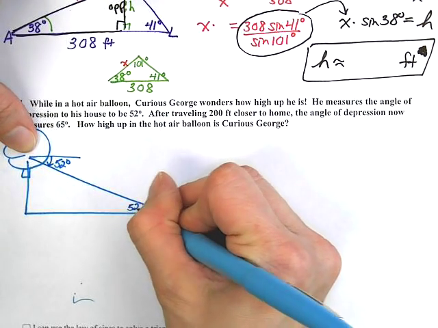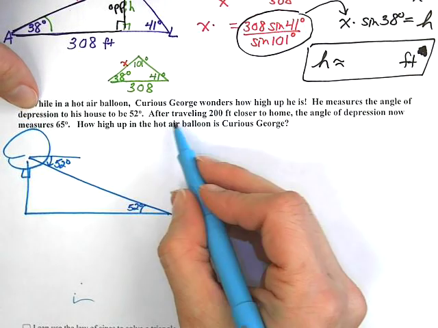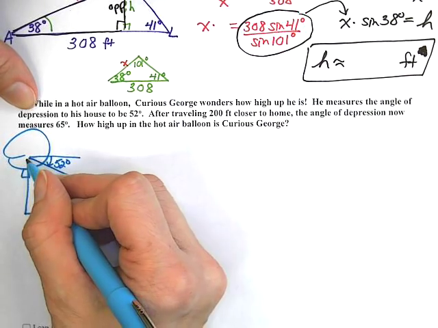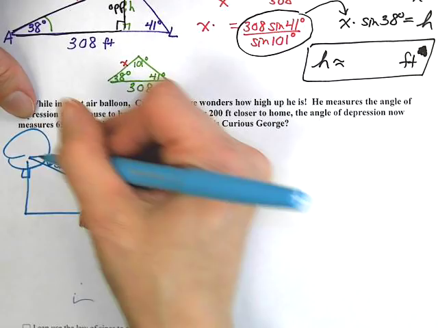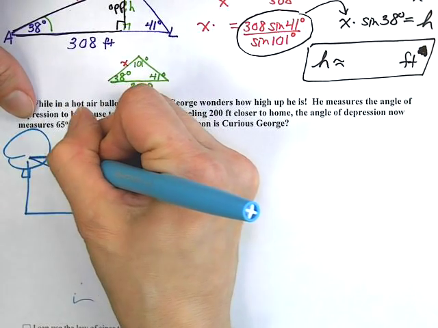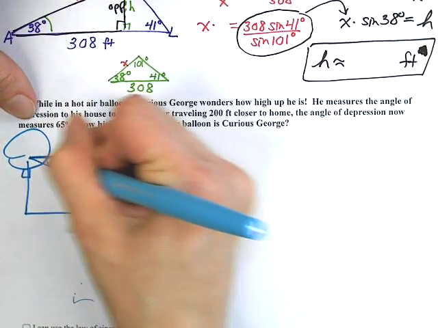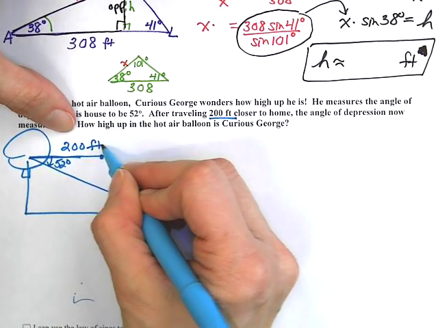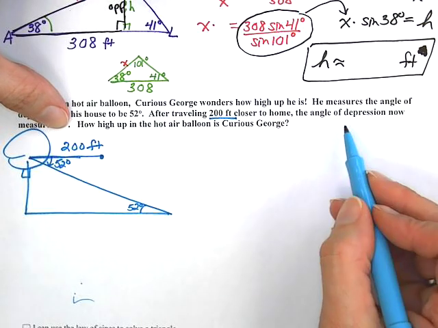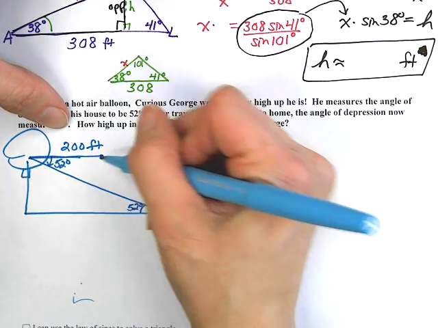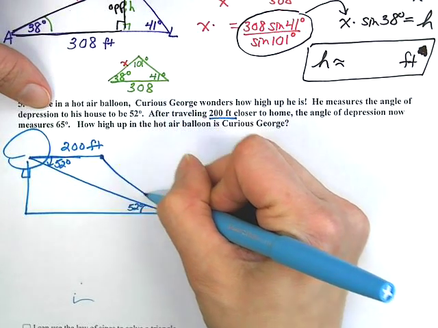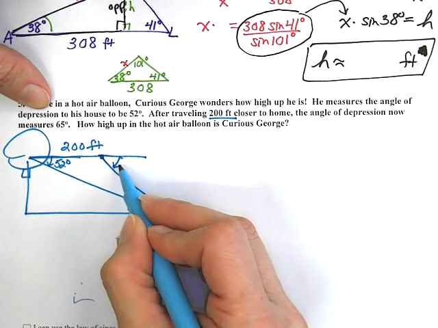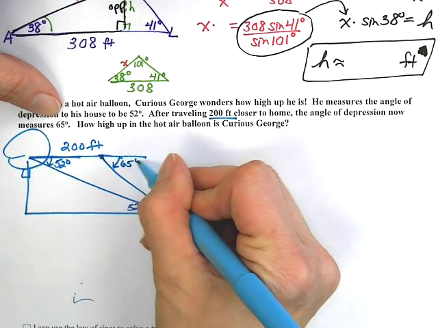Angle of elevation is the same. Okay, after traveling 200 feet closer to his home. Okay, so the balloon, is the balloon going down to the ground? No, the balloon's flying in the air. Flying, flying, flying. And it says that the balloon flew a distance of 200 feet. Okay, so this little segment right here is 200 feet. The angle of depression now, okay, so now the angle of depression down to his home, okay, don't put it there. The angle of depression is from horizontal down, is 65 degrees.